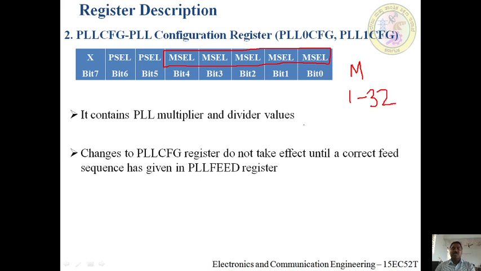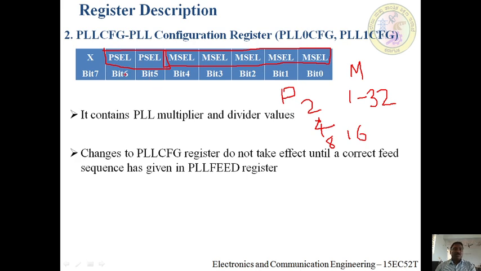As we have seen already, the multiplier value M depends upon these bits. If all zeros, it is 1. If all ones, it is 32. So the multiplier value is decided by these bits. Then the PSEL bits, that is the P select bits. There are 2 PSEL bits. Based upon the 4 combinations, the P value will be 2, 4, 8 and 16. So this is the P value.